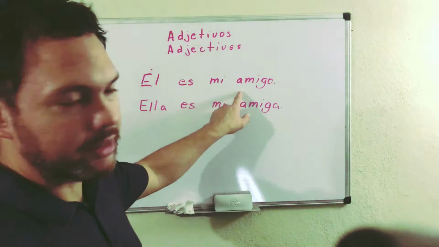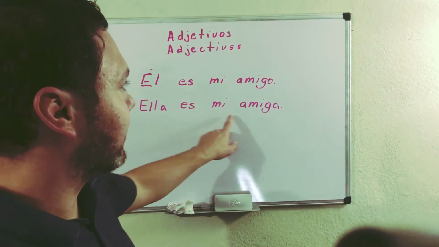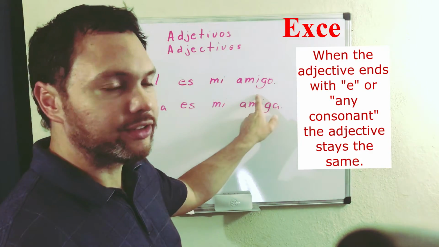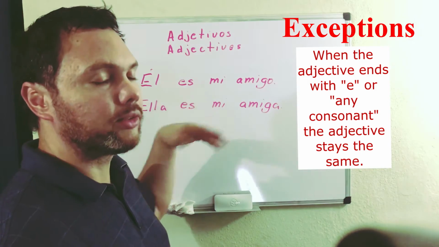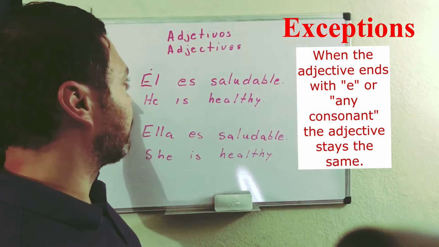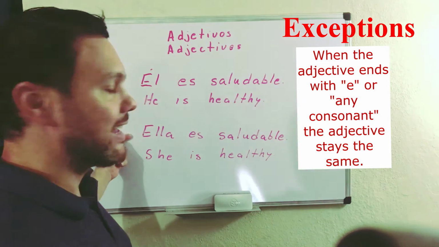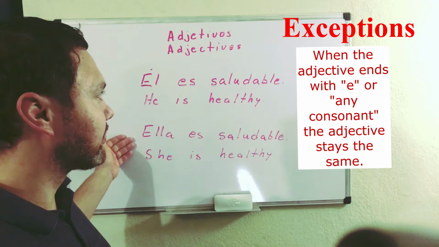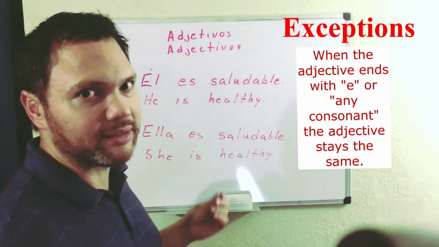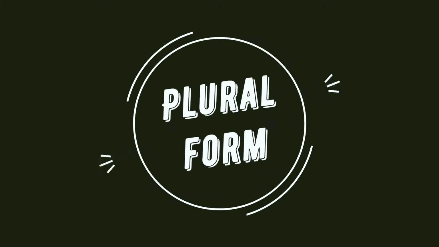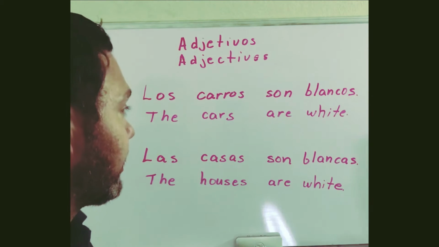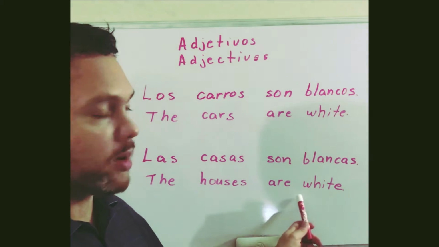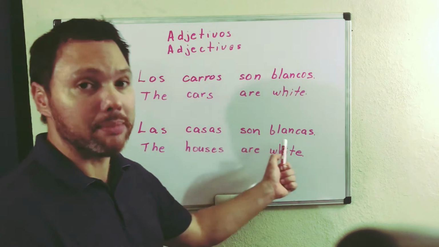Él es amigo. Ella es amiga. See? In some cases the adjective doesn't really have to match the noun. So that's the exception to the rule. Él es saludable. He is healthy. Ella es saludable. She is healthy. So in this case, they work the same as in English. Okay? So as you can see, las casas son blancas. The houses are white. Casas blancas.